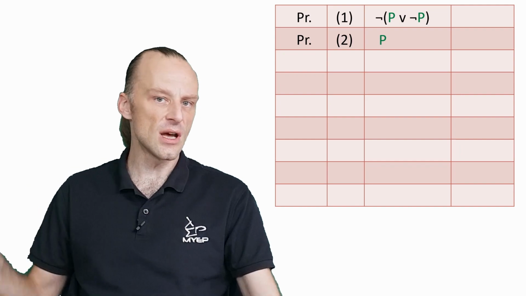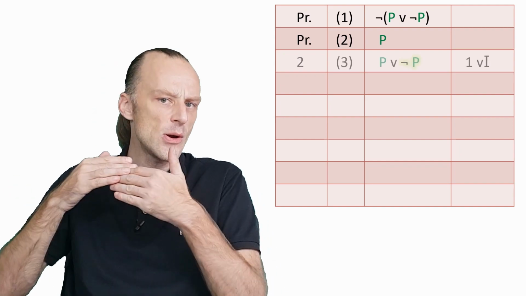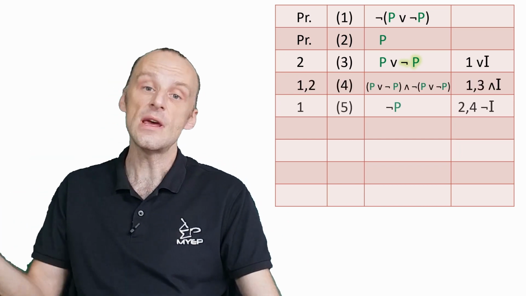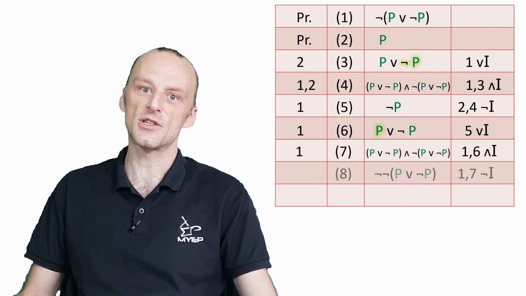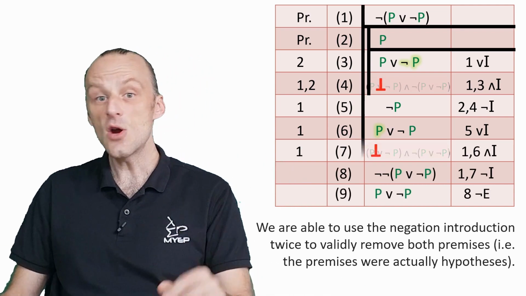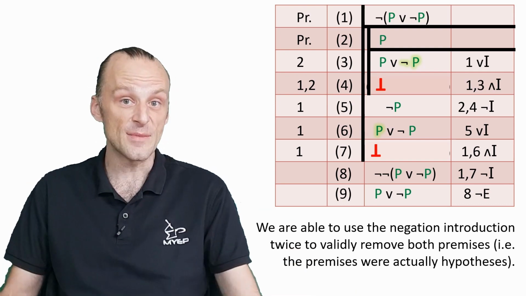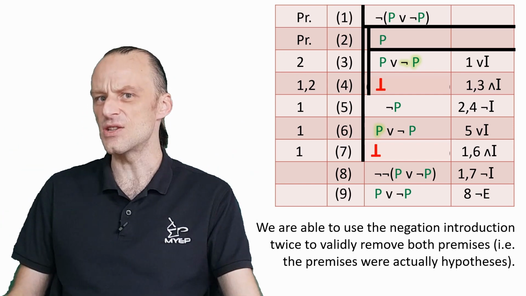Step 2, to start our derivation, we'll assume P as a hypothesis, and we can go through exactly the same set of steps. Introduce the disjunction, make a contradiction twice, and then get back to the law of excluded middle. But as we get there, we remove the support of our first hypothesis, which is the only premise in our argument. Our conclusion rests on no premises at all.